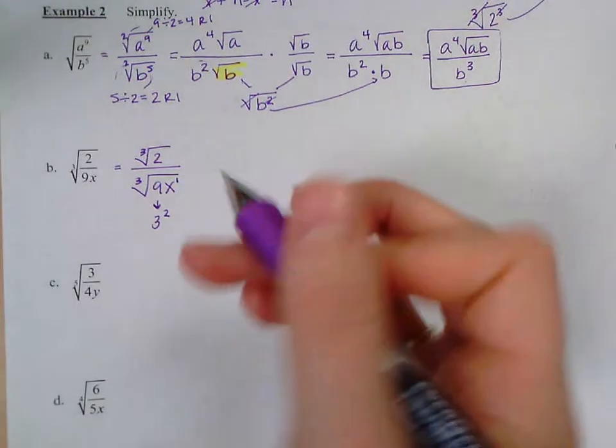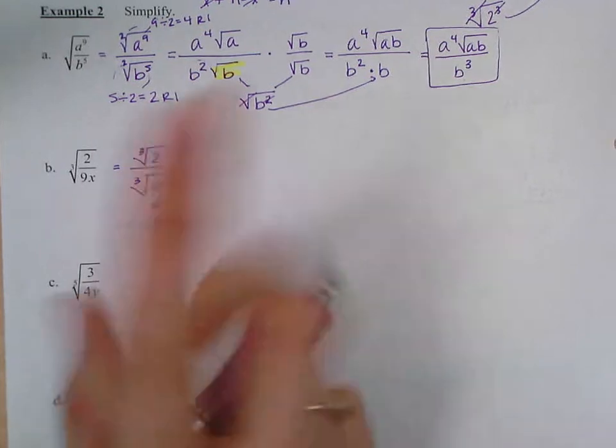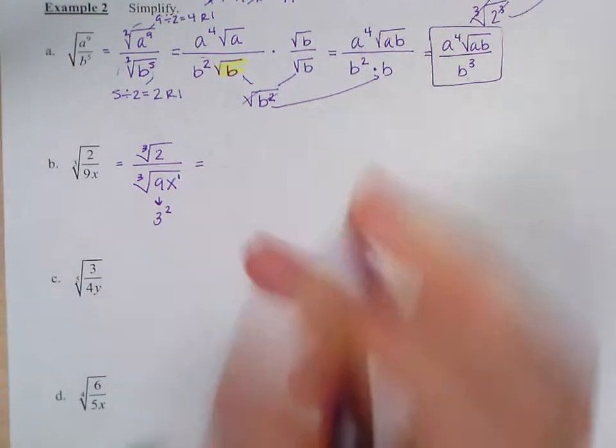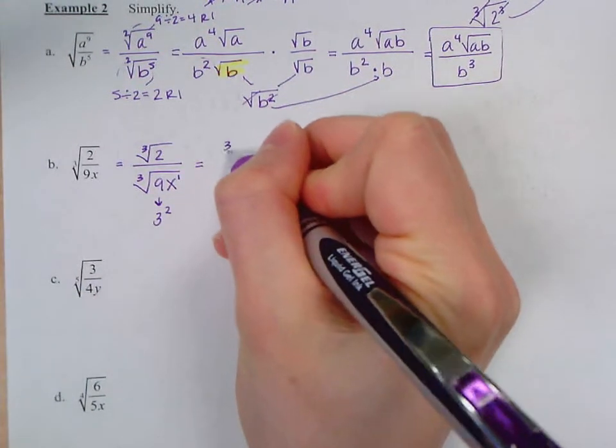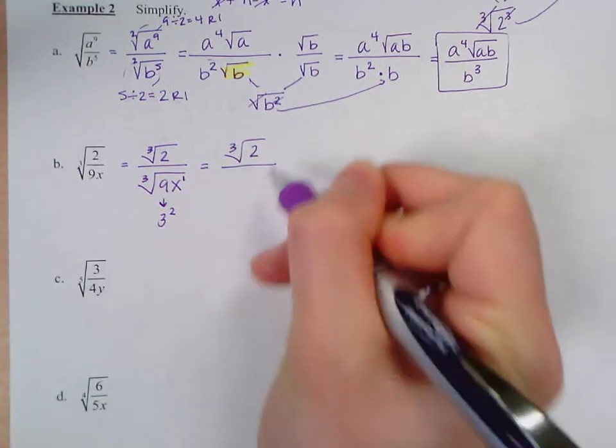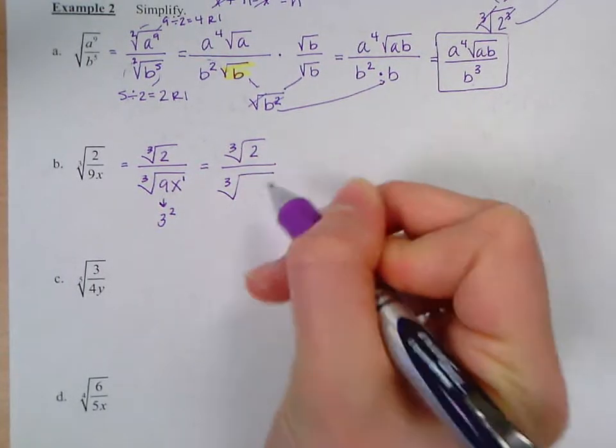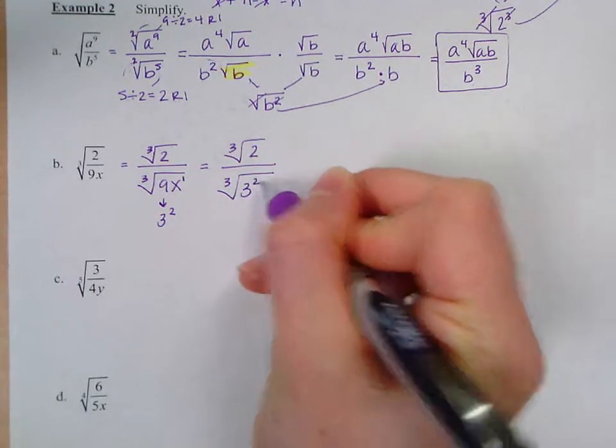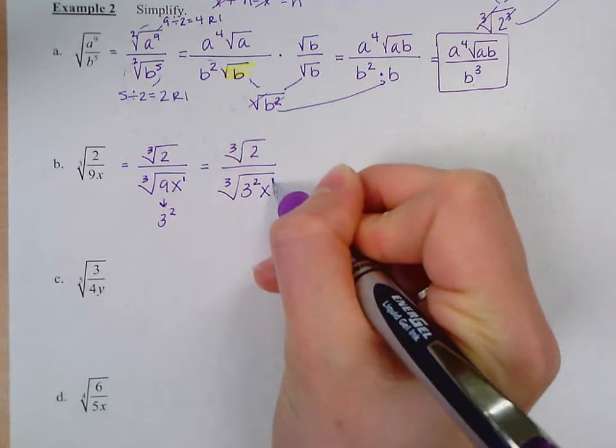So I'm going to rewrite the 9 as 3 squared. I'm just going to rewrite this and not multiplying by anything yet. So I have the cube root of 2 over, and then I have the cube root of 3 squared, and then I have x to the 1st power.